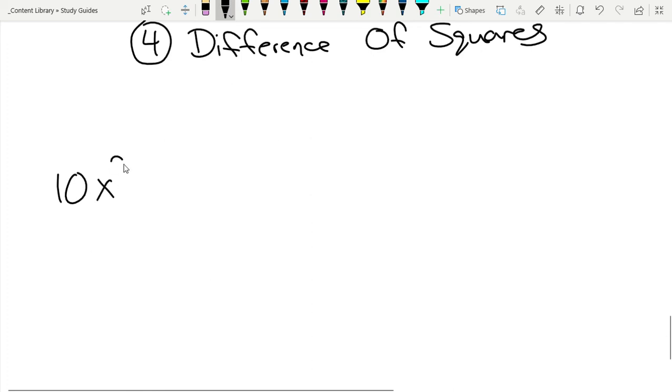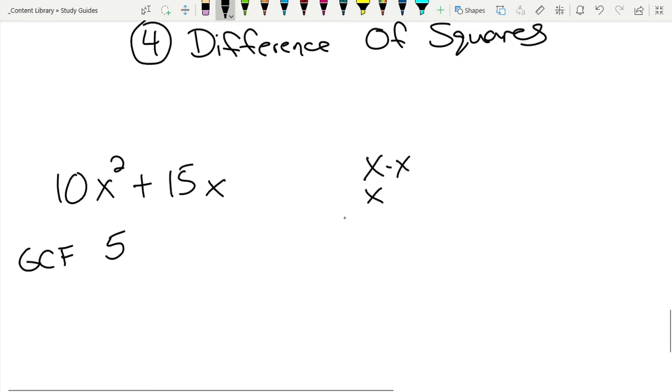Number 9 has 10x squared plus 15x. Rule number 1, GCF. Yes, we have a GCF because there's a number that goes into 10 and 15 that isn't just a 1. And the biggest number that goes into both is a 5. Then they also have x's in common. This first one has 2 x's, the second one has 1. So they share 1 x in common. So that's what we pull out. So the 5x is going to be on the outside.